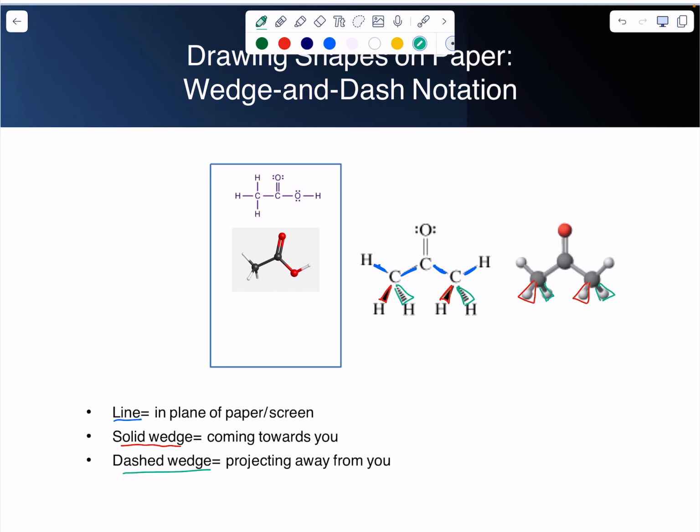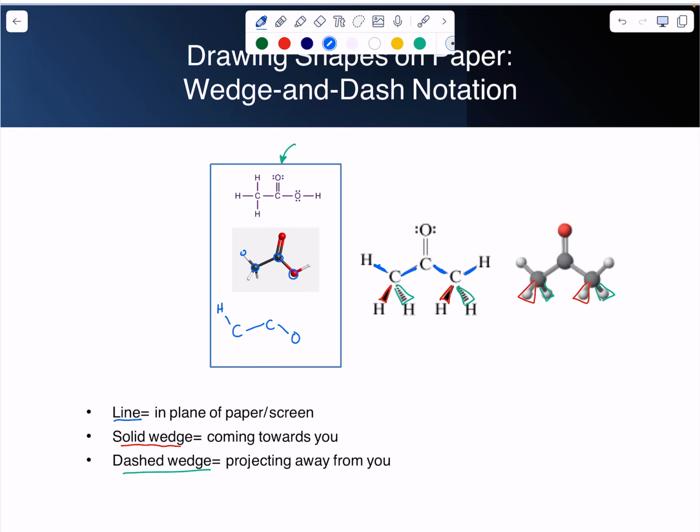All right, so let's try drawing this molecule right here in wedge and dash notation, okay? So we've got a carbon here, and what we're going to do is call this hydrogen, this carbon, and that oxygen as all being in one plane with one another, okay? So I'm going to have my hydrogen, my other carbon, my oxygen.